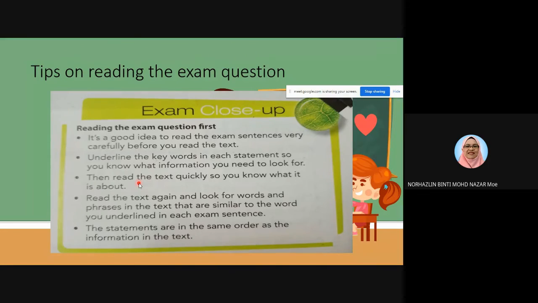Because I'm referring to paper 1. Okay, read the text again and look for words and phrases in the text that are similar to the word you underline in each exam text. Okay, you refer, tengok balik text tu. Okay, check balik words. Okay, and also phrases sama tak with the one that you underline tadi. Okay, last, the statements are in the same order as information in the text. Okay, so make sure you arrange the statement ikut flow lah. Paragraph 1, paragraph 2, paragraph 2.